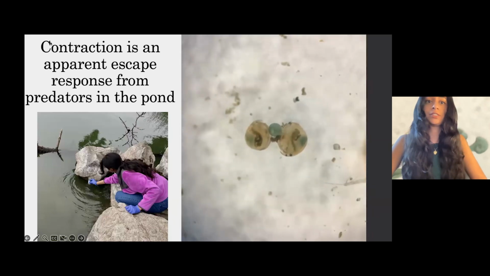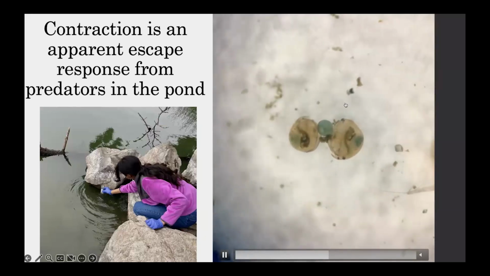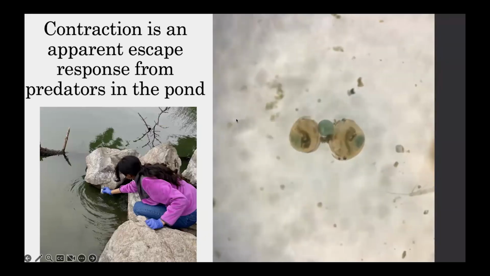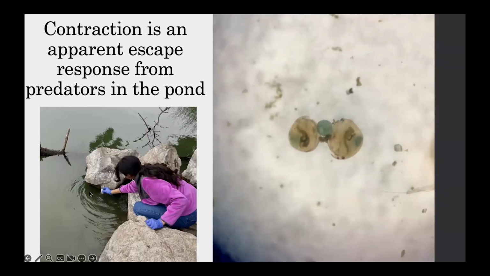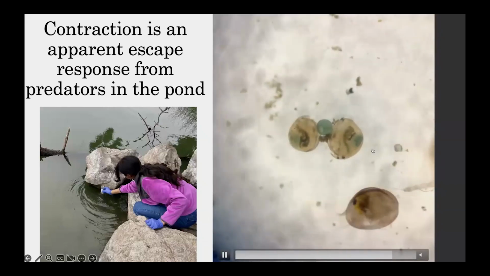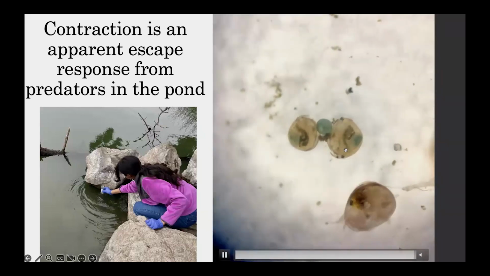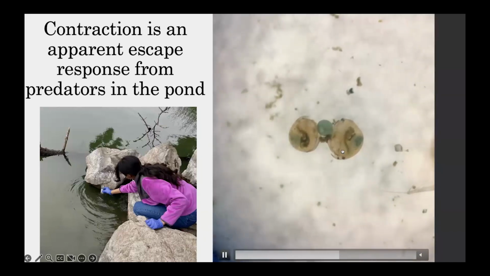So contraction is an escape response from predators in the pond. This is a sample that I actually got from Golden Gate Park. This is actually Lake Merced over here that I'm collecting the sample from, but these guys here are from Golden Gate Park. And you can see these Carididae creatures voraciously snacking on the stentor. If the stentor perhaps had contracted fast enough, it would have been able to escape.